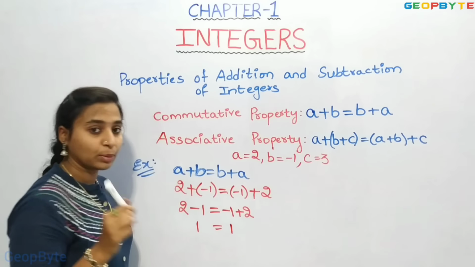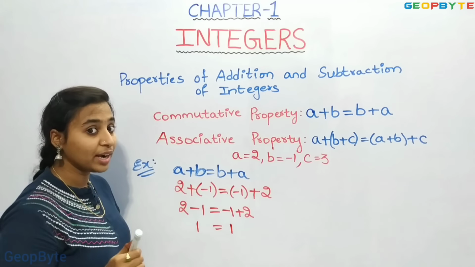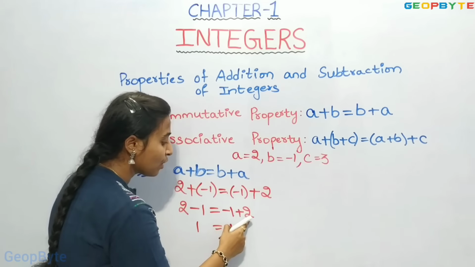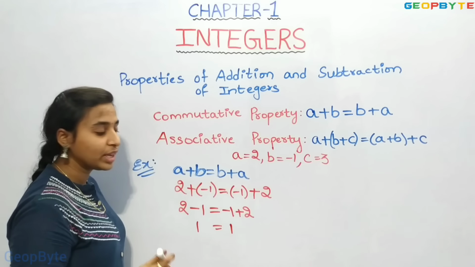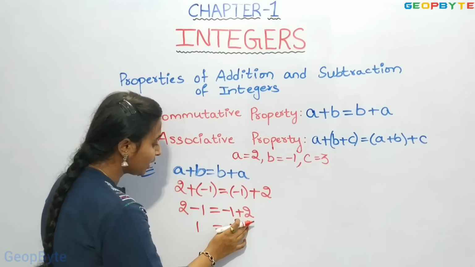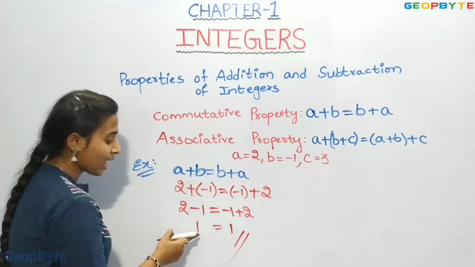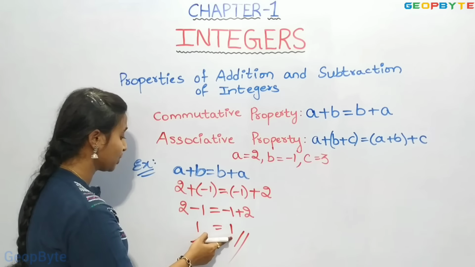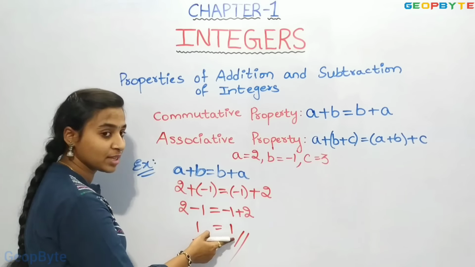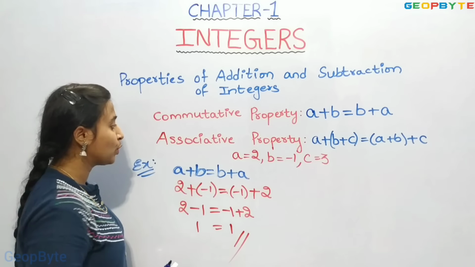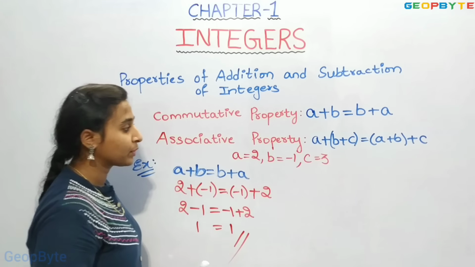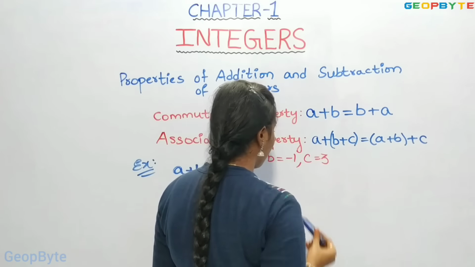1. One more condition also I said, that we have to check the symbol for the greater number. We have plus for greater number. So it is plus 1. We proved that LHS is equal to RHS, that is 1 is equal to 1. Right? Now let us prove associative property. Let us take this.